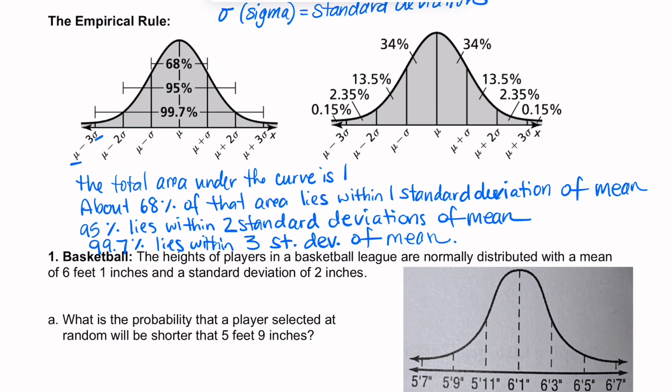Then we can draw our bell curve in relationship to those spots. And then to help you remember what is what, you can fill in each little section with what percentage it represents. So this one's 2.35 and this one's 0.15. So let's write that down actually. You always want to start by drawing and labeling the curve.